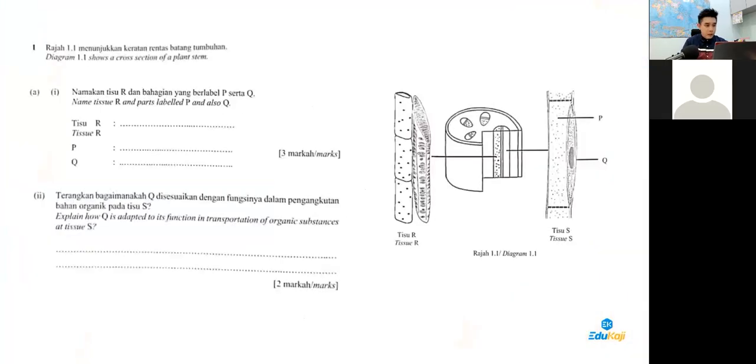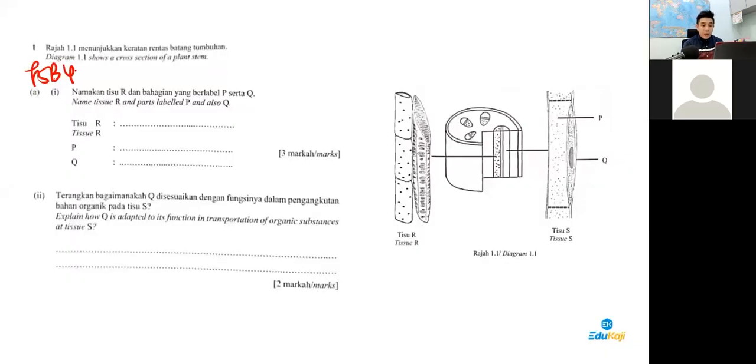So the first question is from Form 5 chapter 4, because you can see xylem and phloem. Now, the first part, they ask you to label tissue R.